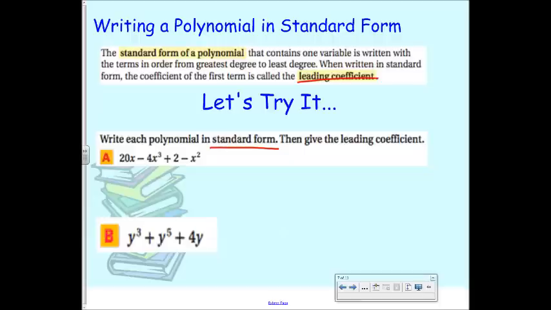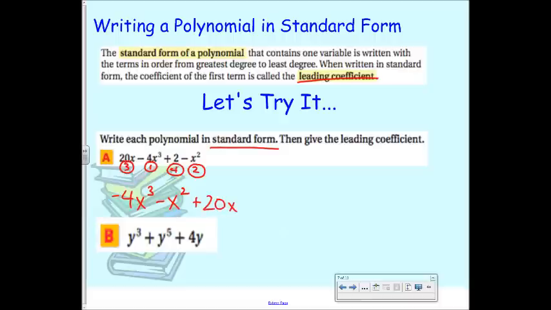X squared. What would be my third? 20x. And my fourth? Okay, so I have to write them, but you have to keep the signs with whatever term they're with. So if my first term is this, what's that actually going to look like? Negative 4x to the third minus x squared plus 20x plus 2. Why is it plus 20x? Yeah, there's no sign in front of it, so you assume it's a what? A positive. Good. Okay, who can come do B?